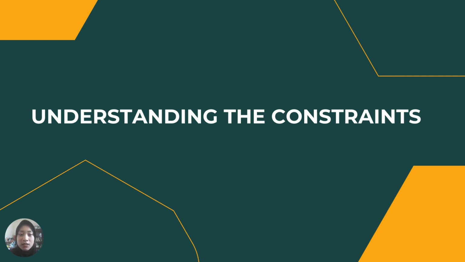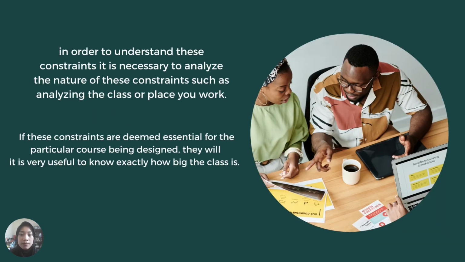Okay, the next is understanding the constraint. In order to understand these constraints, it is necessary to analyze their nature, such as analyzing the class or place you work. If these constraints are deemed essential for the particular course being designed, it will be very useful to know exactly how big the class is. Is the class 40 students or 140 students? It is possible to change class size or not. There are many large class teaching studies and examinations. This research has looked at the relative merits of group work and teacher-centered activities, the effect of class size on learning and individualization.